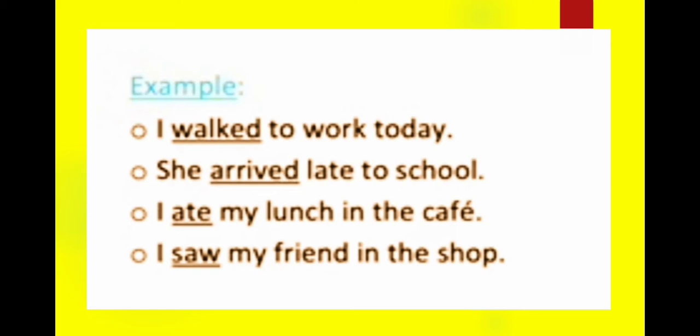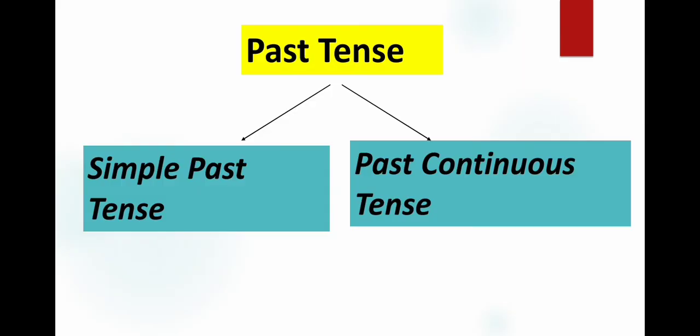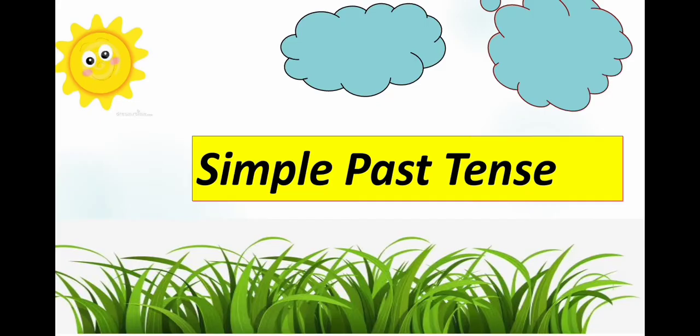I walked to work today. She arrived late to school. I ate my lunch in the cafe. I saw my friend in the shop. Students, there are different kinds of past tense. First, simple past tense. Second, past continuous tense. We are going to discuss both the tenses in detail. First one is simple past tense.